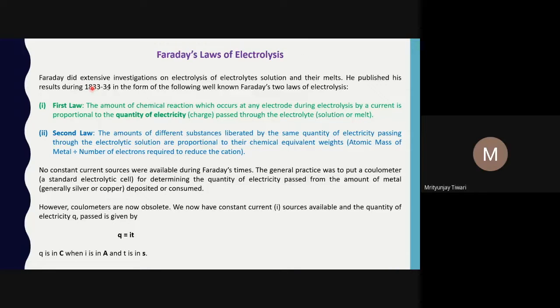So Faraday did extensive investigation on electrolysis of electrolyte solutions and their melts. Their melts mean the molten electrolytes. And he published his results during 1833 to 34 in the form of the following well-known Faraday's two laws of electrolysis. The first law was: the amount of chemical reaction which occurs at any electrode during electrolysis by a current is proportional to the quantity of electricity passed through the electrolyte solution or the melt.